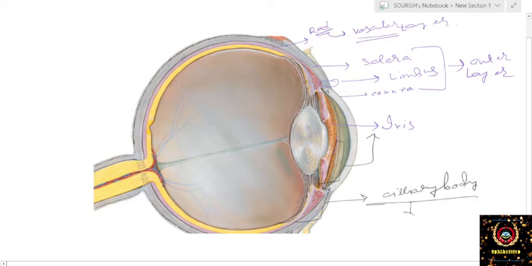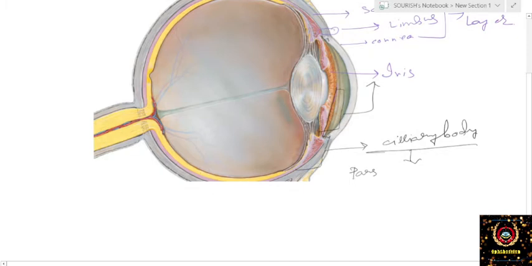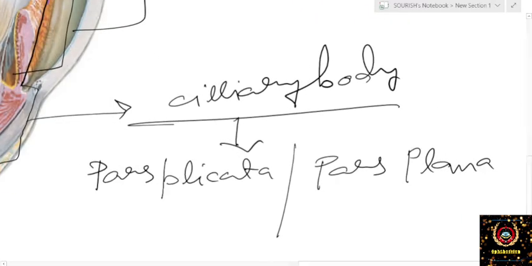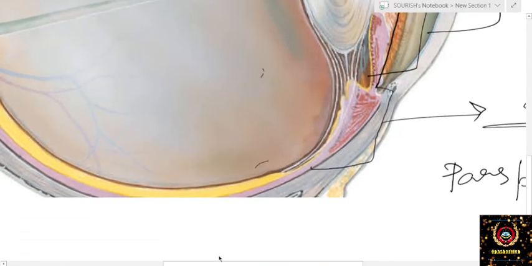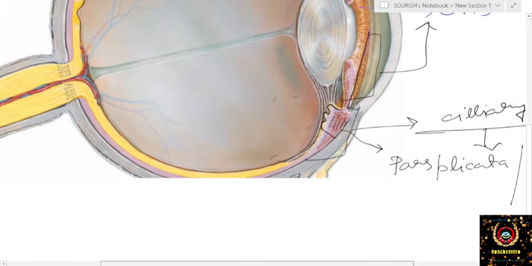This ciliary body has two parts. Very important point, please give attention. One is pars plicata and the other is pars plana. You see in this portion of the ciliary body there are rough structures here, this 1, 2 and 3. These bumpy structures are present. This bumpy part of the ciliary body is called pars plicata.